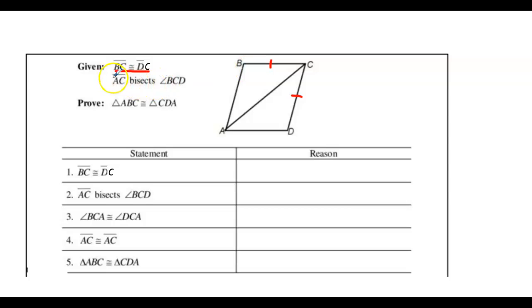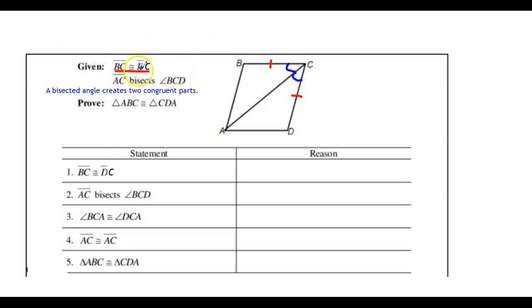Have to do. And then AC bisects angle BCD. Now it's telling us that AC bisects an angle, which means AC itself is not being cut in half. AC is the cutter. It bisects BCD. In other words, it takes this angle BCD and splits it into two congruent parts. We know a bisected angle creates two congruent parts. So that means this angle here and this angle here are going to be congruent to each other.